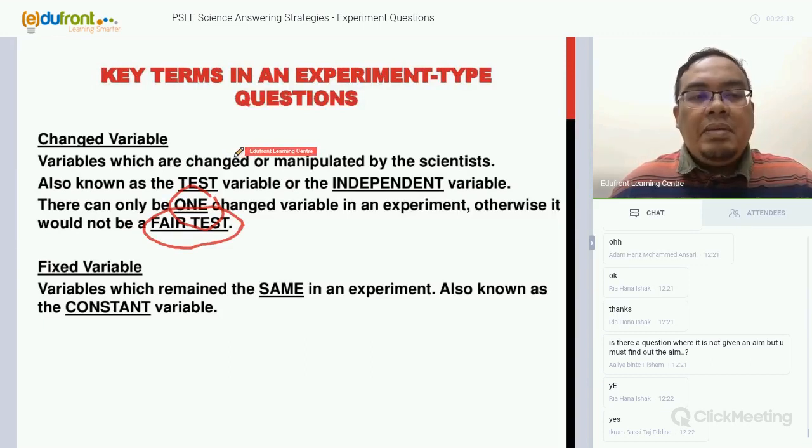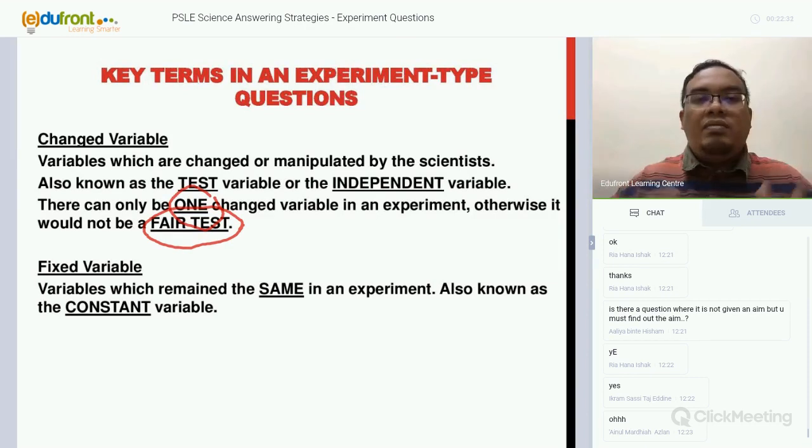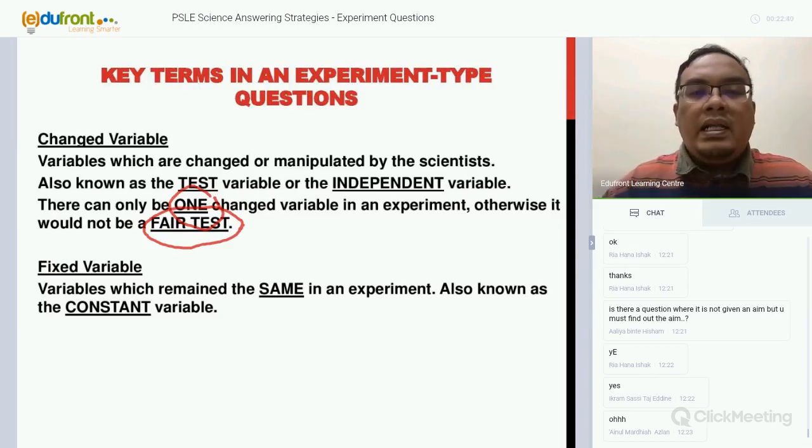Okay, so I shall repeat: change variable is also known as test variable or independent variable, and there can only be one change variable in an experiment. Otherwise, it will not be a fair test. You cannot have two change variables. You cannot be testing two things in the same experiment, but you can conduct it, of course, in another experiment, to test another change variable. But in one particular experiment, you can only test one at a time. Okay, fixed variable.